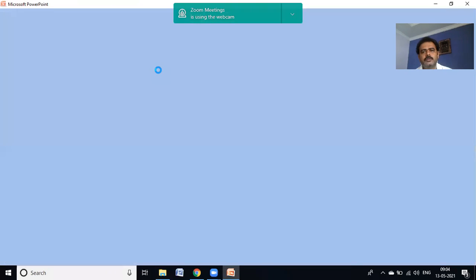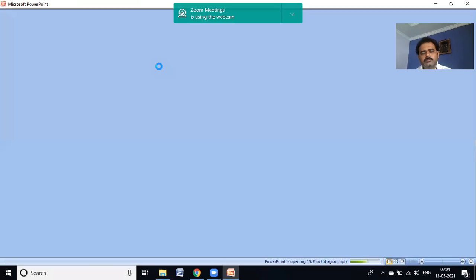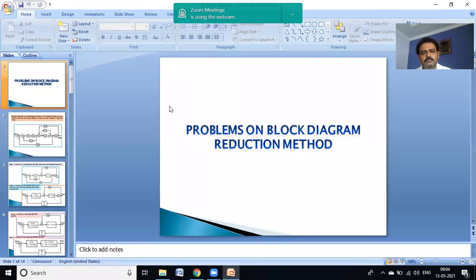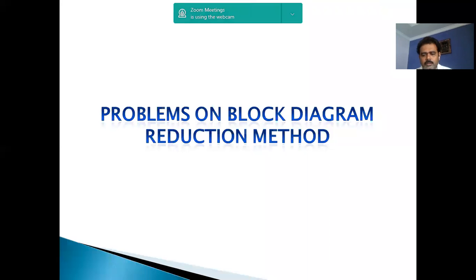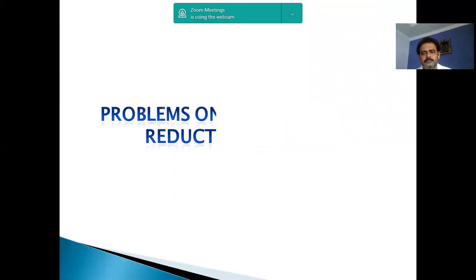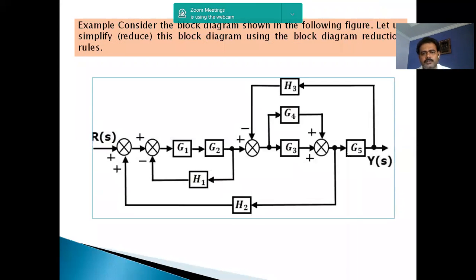In the previous session we solved this example up to the maximum part. I have reduced it into a single block, and finally you have to get the transfer function. Okay, so this was the example seen in the last class.